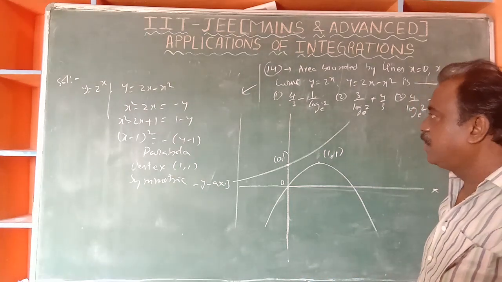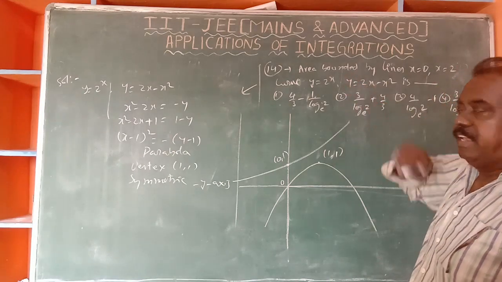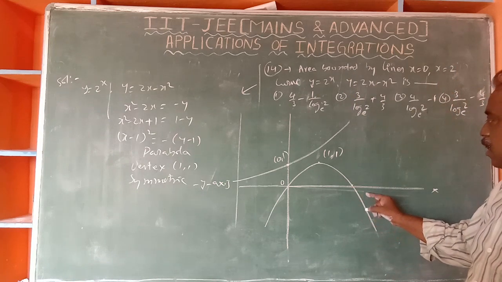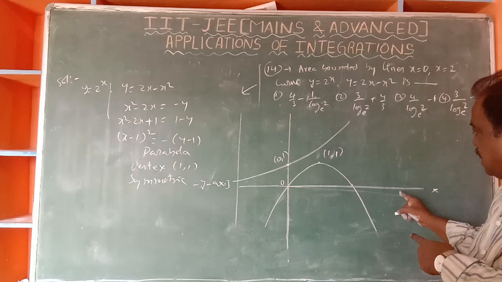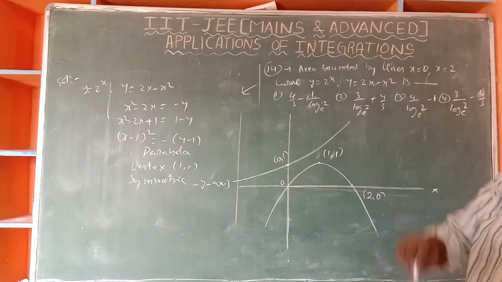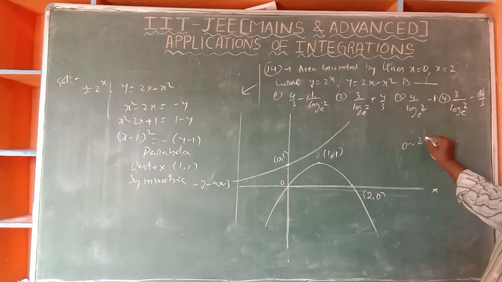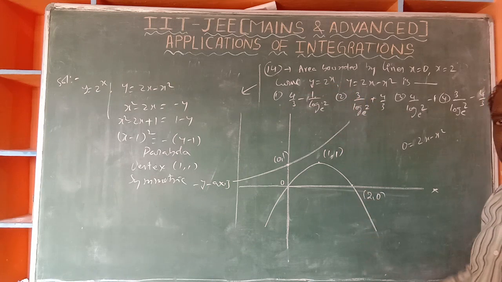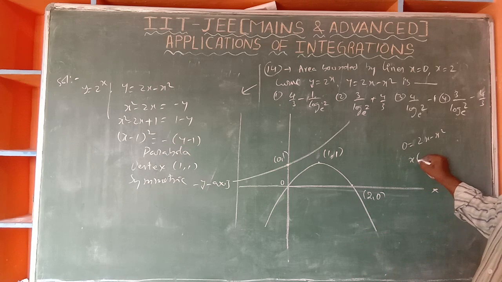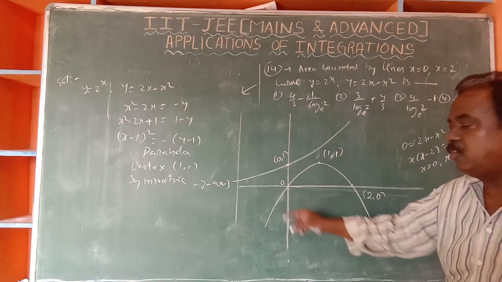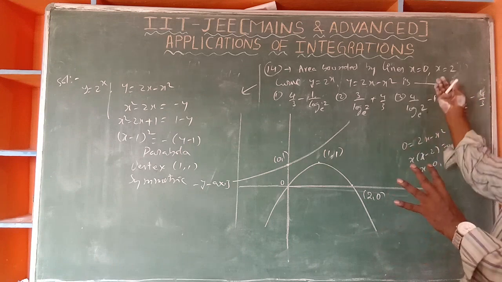It is like this. And what we are asked is the area bounded by the lines x = 0 and x = 2. You see, where this parabola cuts the x-axis is exactly at 0 and 2. Y = 0 means 0 = 2x - x². Where it meets the x-axis, putting y = 0, so x(x - 2) = 0, x = 0 and x = 2. Perfectly it is given.